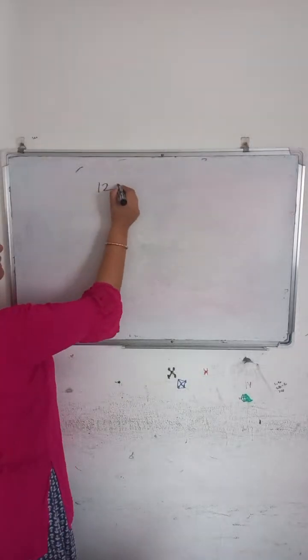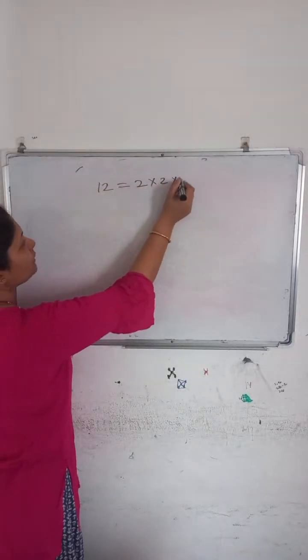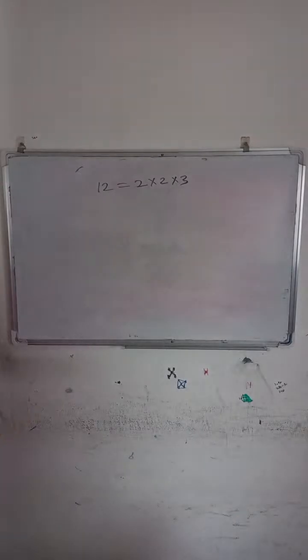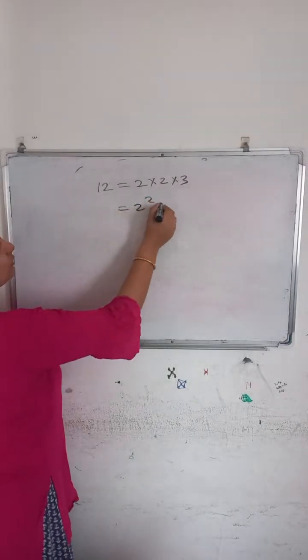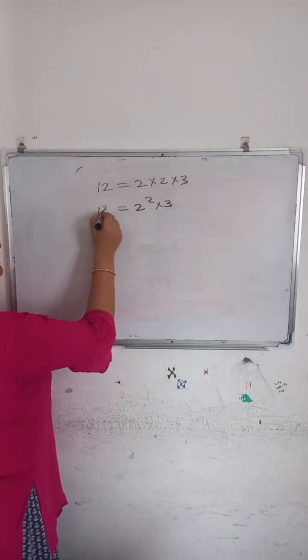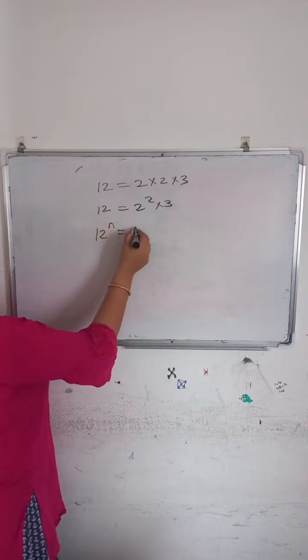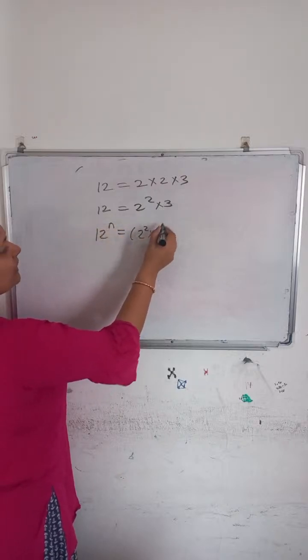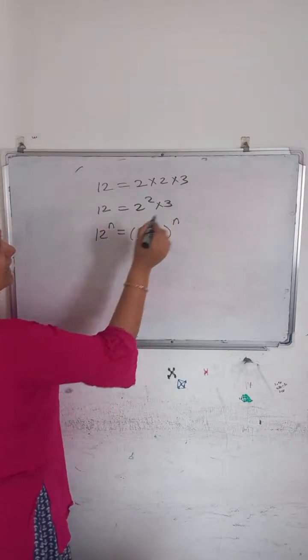Okay, so 12 is nothing but 2 into 2 into 3. So 4 3s are 12. These are the factors we have. Or if we are writing 2 raised to 2 and 3, that is also okay. This is the factorization of 12. Then 12 raised to n is nothing but 2 raised to 2 into 3, the whole bracket raised to n.